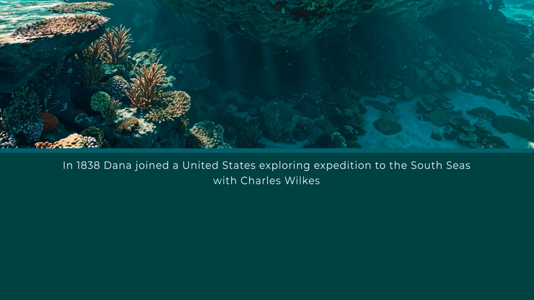to support the theory. In 1838, Dana joined a United States exploring expedition to the South Seas with Charles Wilkes. His book on coral reefs and islands was published in 1853. You will find that Dana and Darwin are contemporaries, and Darwin had just in 1842 produced his theory of coral reef, the subsidence theory of coral reefs.